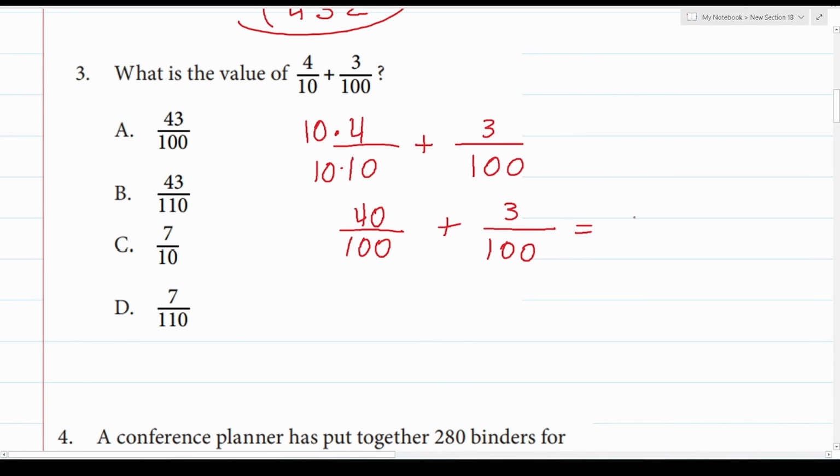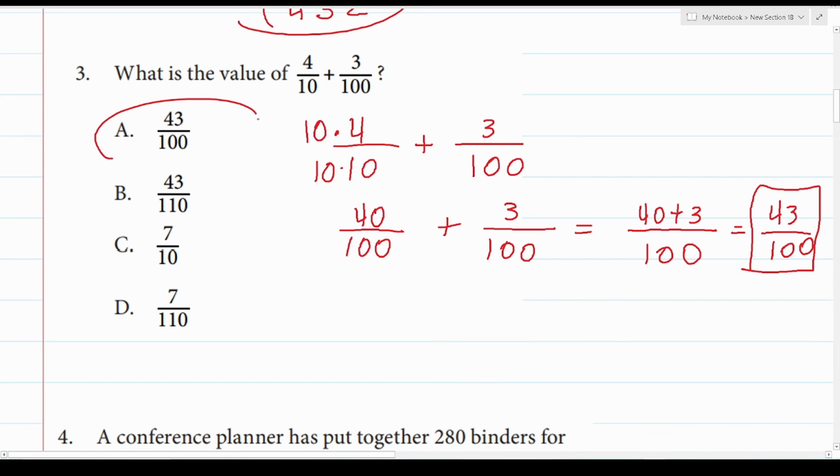Let's add these together, and this is how you add these. You wouldn't do 100 plus 100. The denominator stays the same, and you add the numerators, so this becomes 40 plus 3. 40 plus 3, of course, is 43 over 100. Again, if possible, we would attempt to simplify this, but that's not going to be necessary. We can see the correct answer right there. It's A.